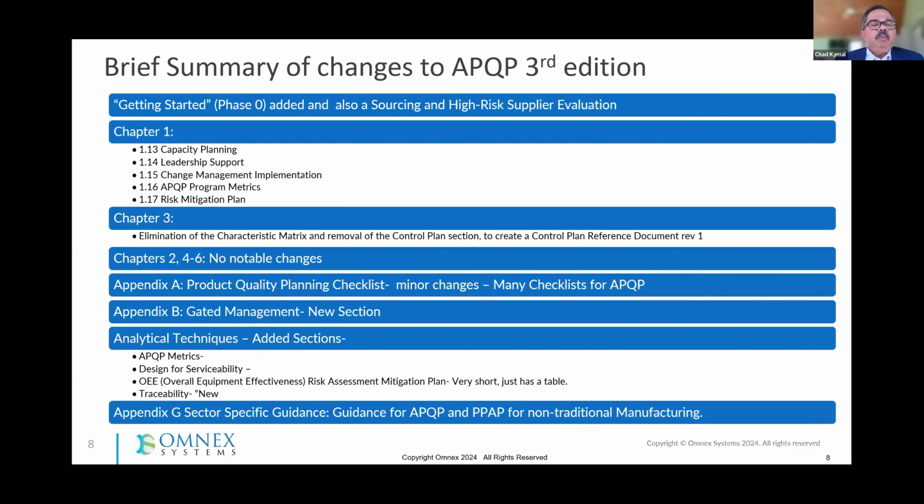Of course, APQP program metrics, very important. It's something we have taught in our training courses, but it was not there in the manual when it first came out, all right? And then a risk mitigation plan. So these are some of the new topics that you may have some of this already, but they're new topics as it comes into the APQP 3rd edition.